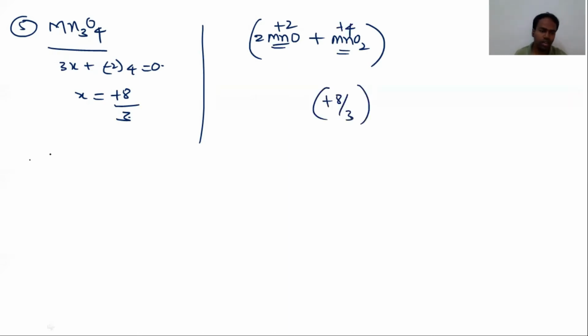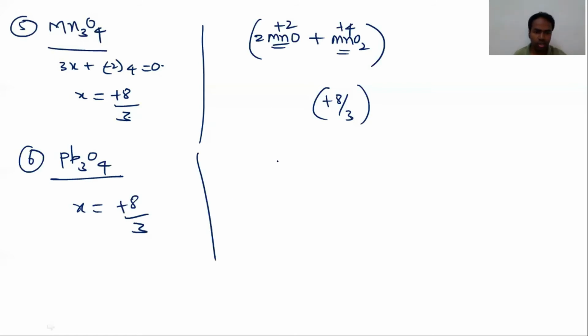In the same way, here is one more molecule, Pb3O4, red lead. Here also x is equal to plus 8 by 3. This is also a combination of 2 PbO plus PbO2. So this is plus 2 oxidation state, then this is plus 4 oxidation state.